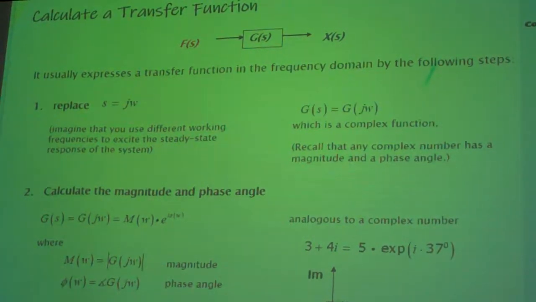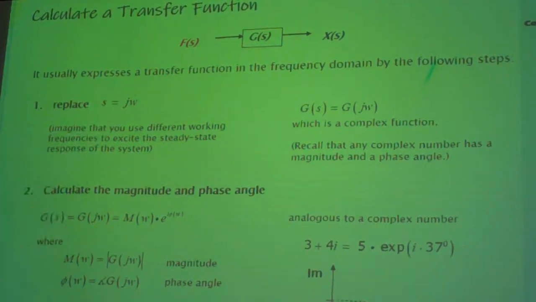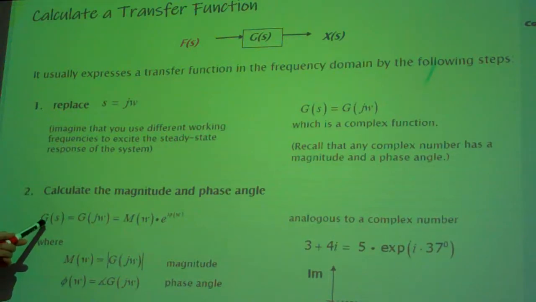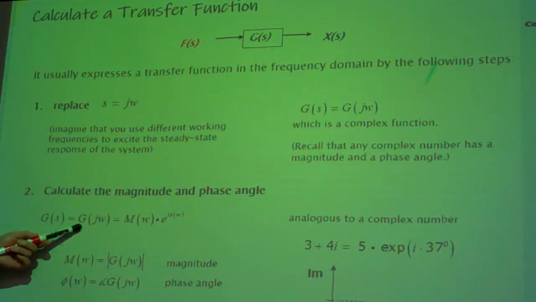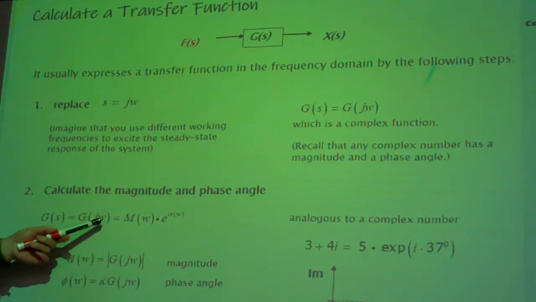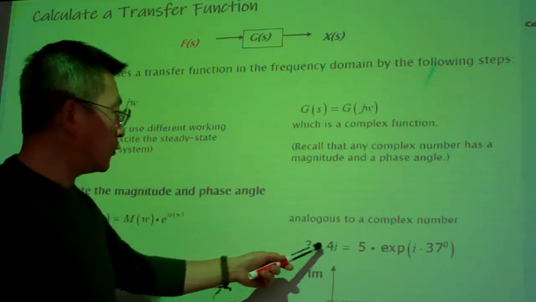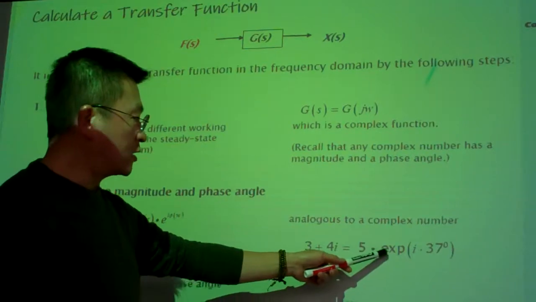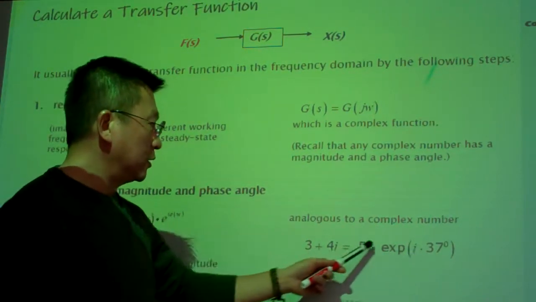And how do we calculate transfer functions in terms of the frequency domain? We simply replace s equal to j omega. Then with s equal to j omega, the transfer function becomes a complex function. A complex number can always be represented by a magnitude multiplied by an exponential of its phase angle. That's a different expression.